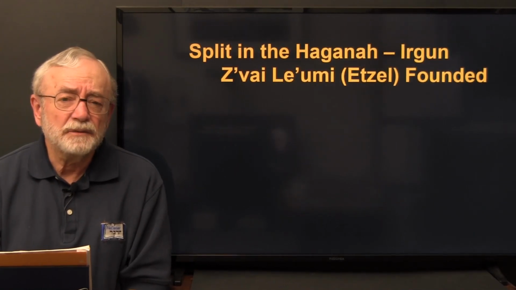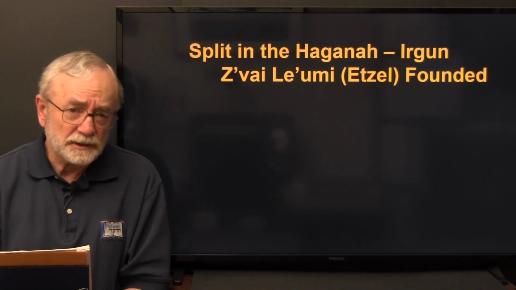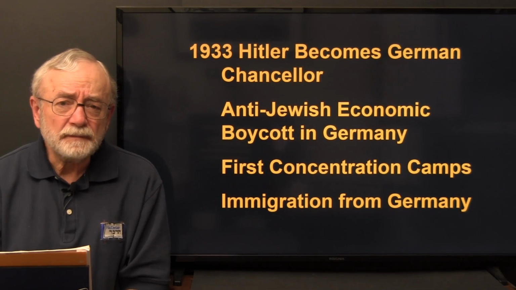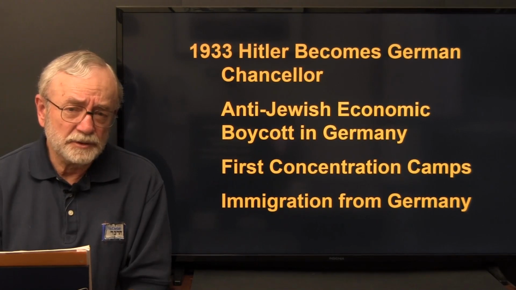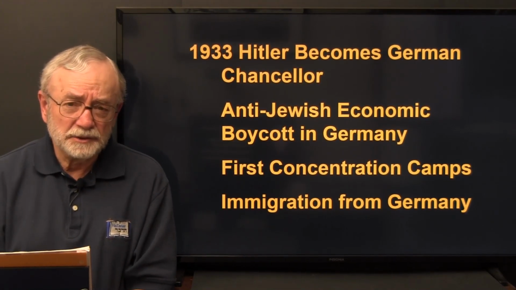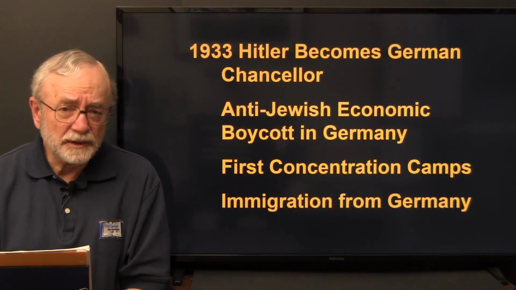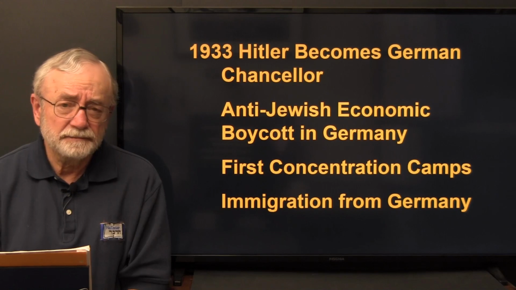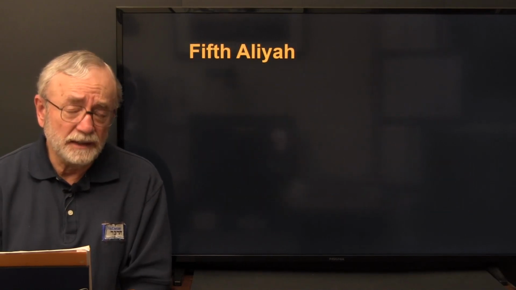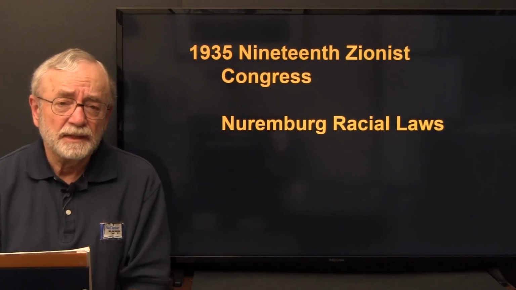Last session we began with the split in the Haganah. The Irgun Zvai Le'umi, Etzel, was founded. In 1933, Hitler became the German Chancellor, and that began an anti-Jewish economic boycott in Germany, and the first concentration camps were set up, and so immigration from Germany ramped up. This led to the Fifth Aliyah, made up of a lot of German refugees, German immigrants into Israel.